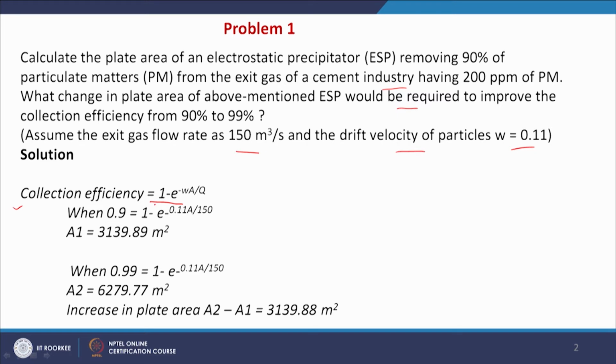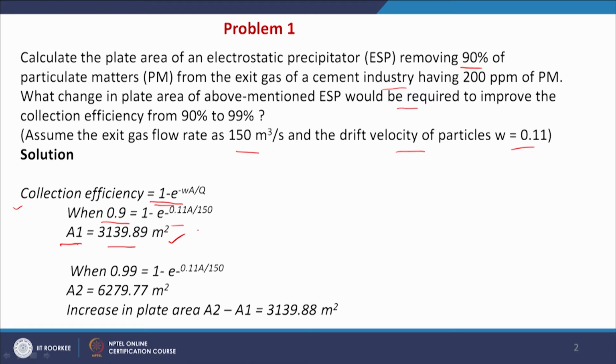In this expression efficiency is also given, that is equal to 90%. So, 0.9 we will put here: 1 minus e to the power minus 0.11 A by 150. From this expression if we calculate, we will get the value of A. For the first case, we are assuming A 1, and we are getting 3139.89 meter square. So, this is the area which is required to get 90% efficiency for this application using the ESP.